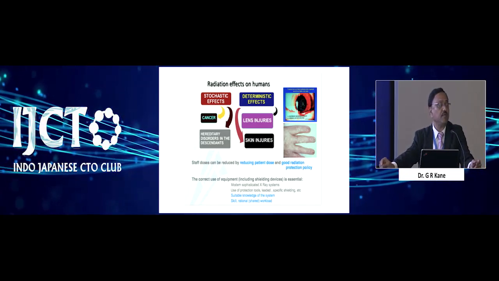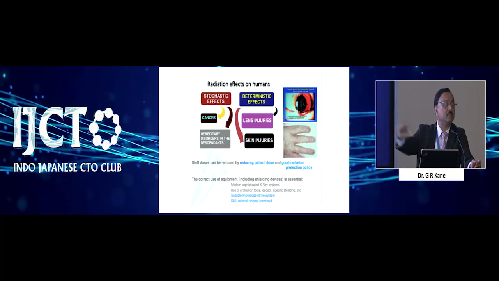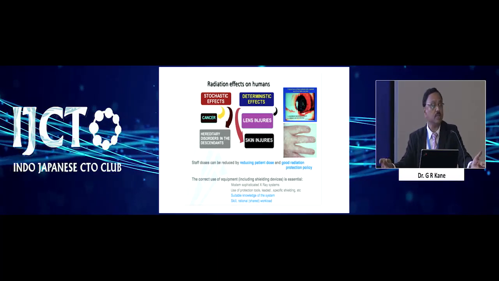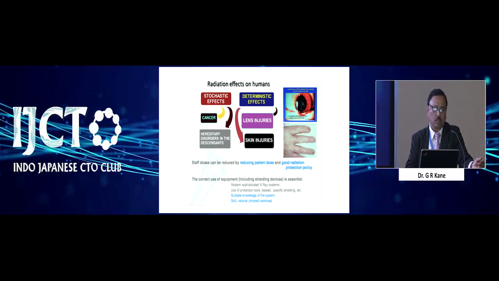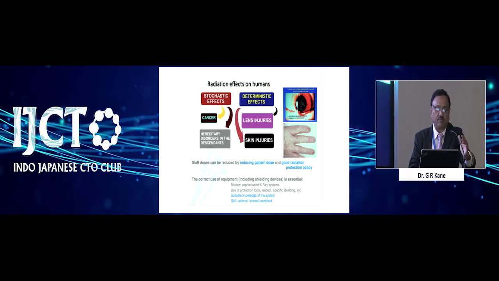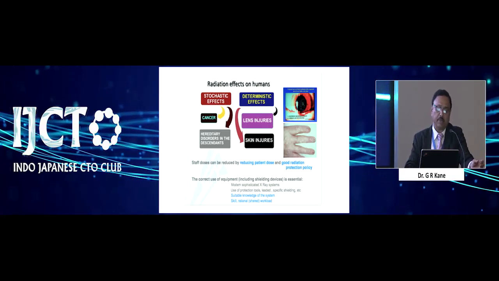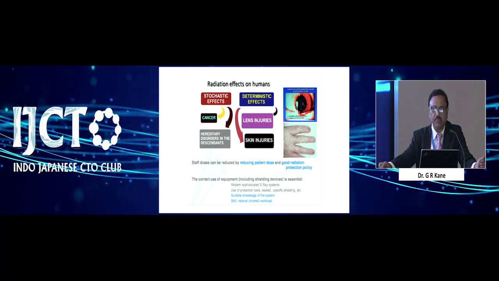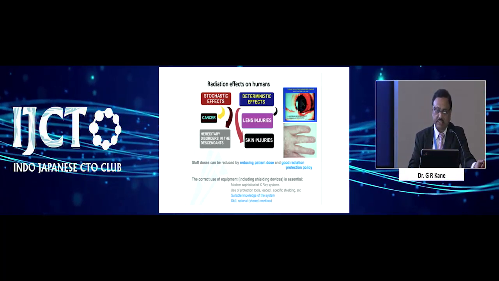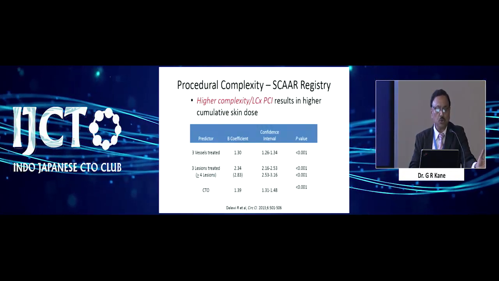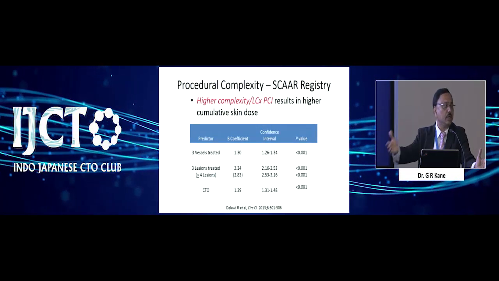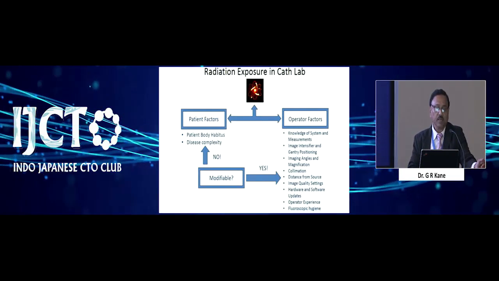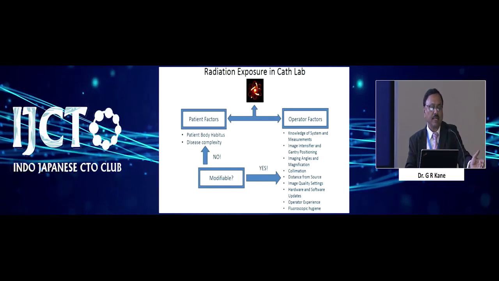Whereas deterministic effects are definitely dose related, so if this much dose is crossed acutely, then you're likely to get lens injury or skin injury in the patient, the performing doctor or the staff. Staff doses can obviously be reduced by reducing the patient dose, because that's the main thing, along with good radiation protection policies. Just to show you that the number of vessels you treat also increases radiation, and CTO, of course, has high radiation as shown here.